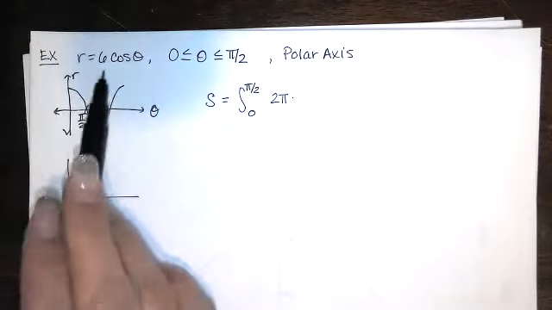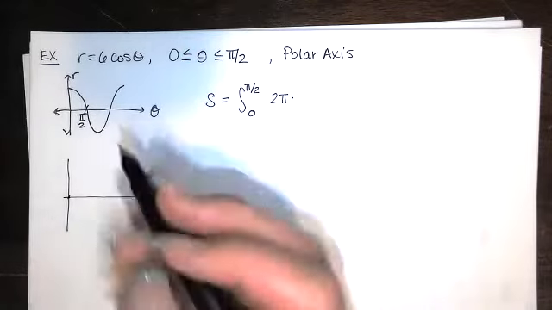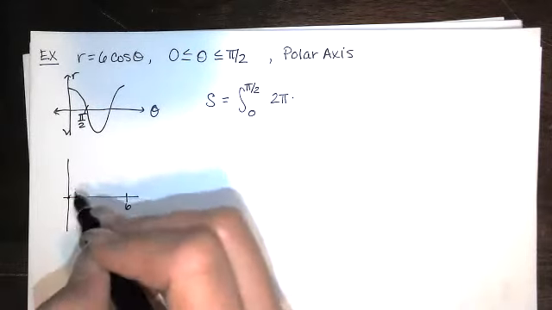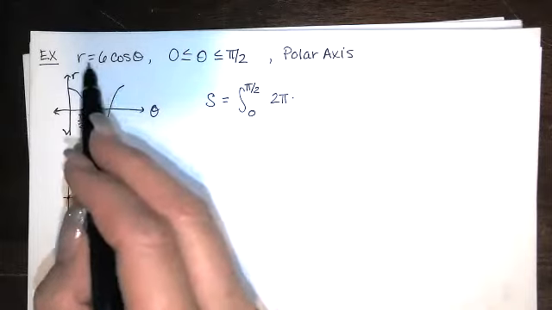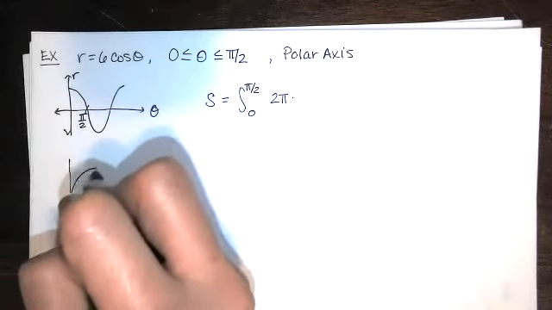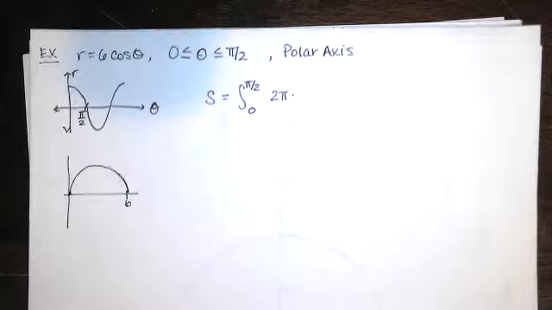Well, actually, we can plot some points. At 0, r is 6. And at pi over 2, r is 0. And actually, I think it's like this. I think that's a semicircle.